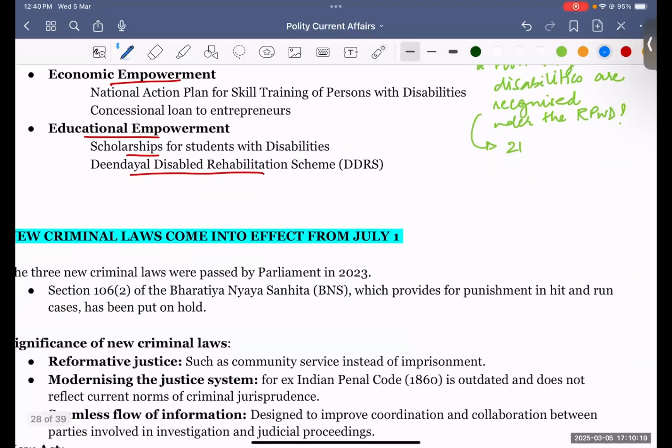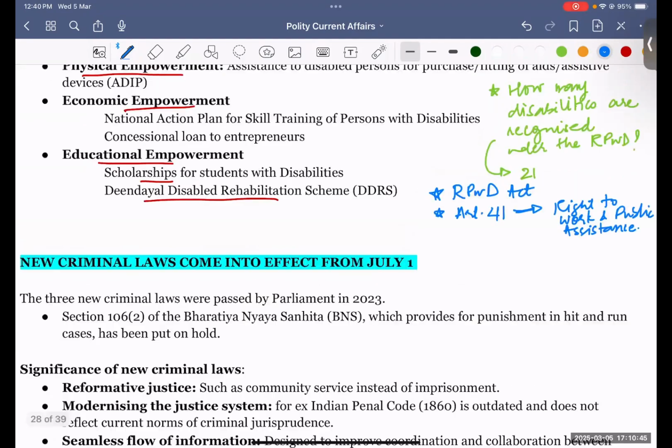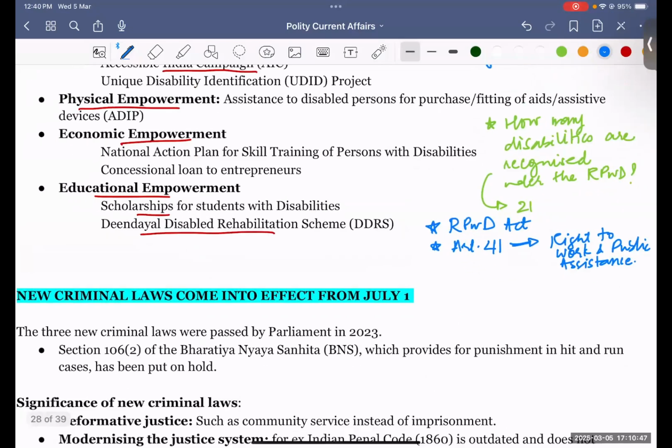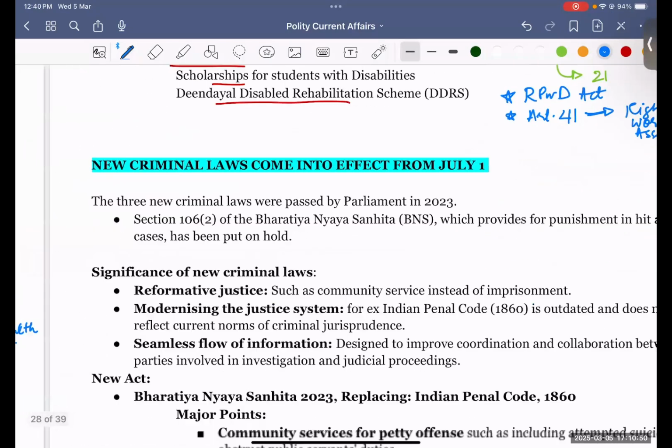Okay, so what else becomes important with this is the RPWD Act itself. Article 41, which talks about the right to work and public assistance. Okay, so this forms the important part of your prelims preparation. Let us go to the next subtopic.